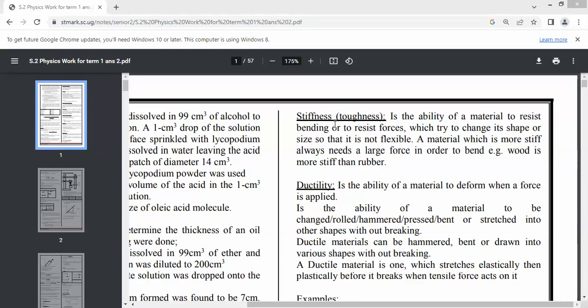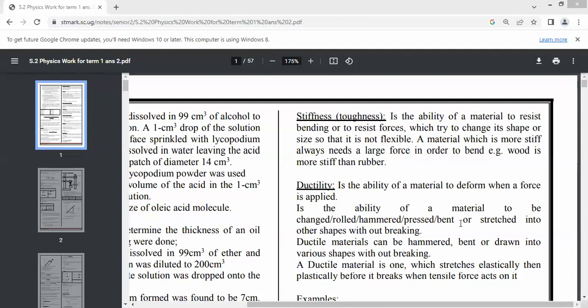So they continue to tell us that wood is more stiff than rubber. That means if they ask for an example of stiff materials, then you can write wood. Even metals are stiff materials, because some of them, for example, steel, can resist bending or resist forces more than any other thing. Because some of them, when you apply a force, instead of resisting bending, they just break. So they can't be stiff materials.